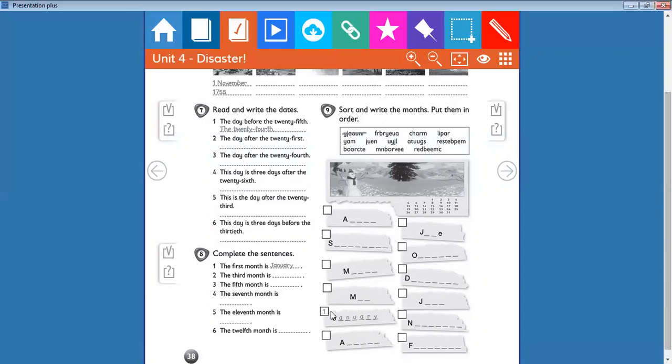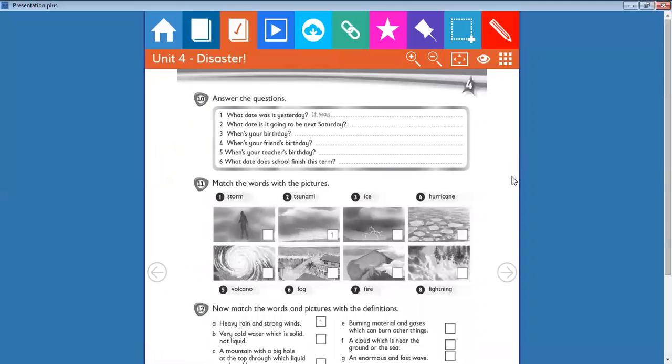And of course, we are going to put them in order. First one is January. Second one is February. So we have to write the rest of the letters, and here number 2, and so on until we finish all the months of the year. That's very easy. Next, answer the questions.